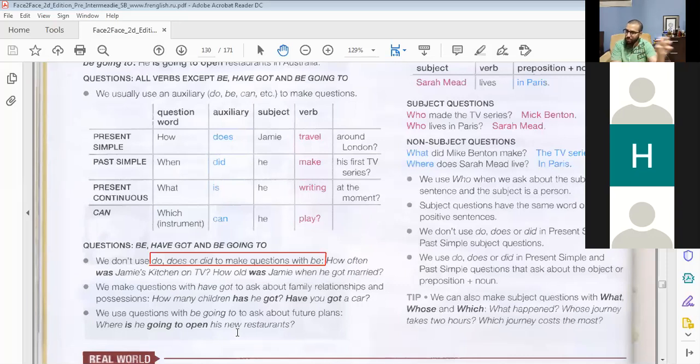Was goes better with states. So you can use it. He was happy. He was late. Or for example, he's a great student, and so on.